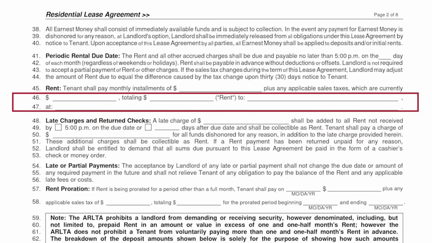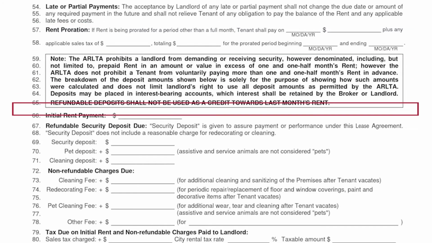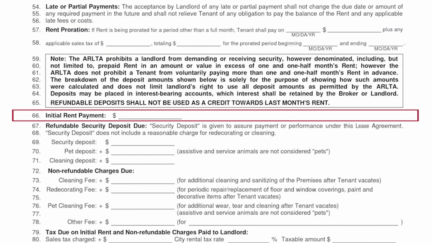If you don't know if there will be sales tax, check with the listing agent. Lines 57 to 58, enter the prorated rent amounts and the dates that the prorated rent is for if the tenant is moving in mid-month. Line 66, enter the monthly lease amount unless there are prorated lease amounts. Then the prorated amount will most likely be inserted on line 66.